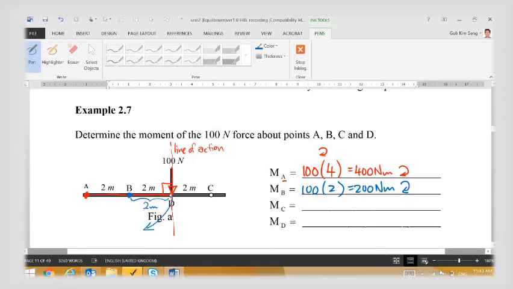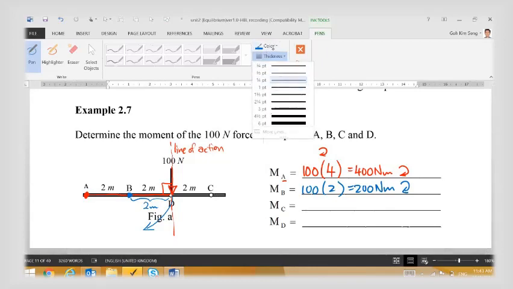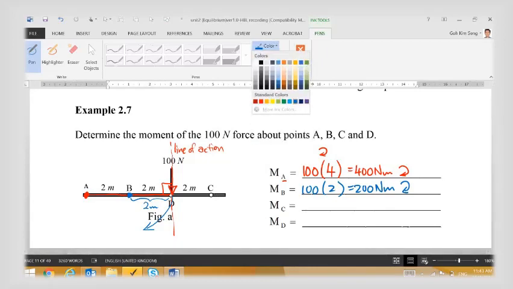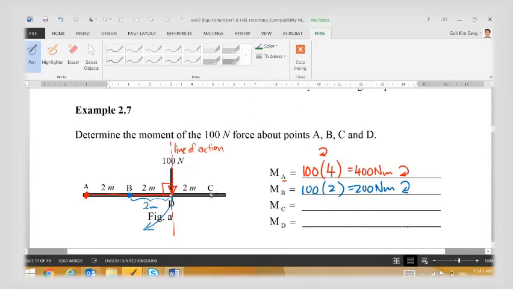Now let's look at another point, C. If the point is at C, the distance would still be 2 meters. So it's 100 times 2, you get 200. And this time it's going anti-clockwise, so we put a symbol anti-clockwise.